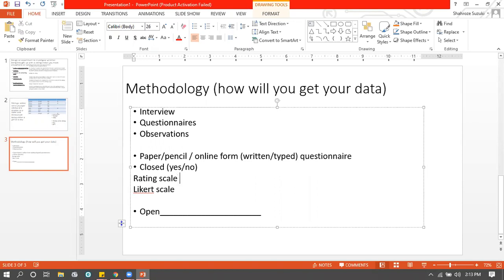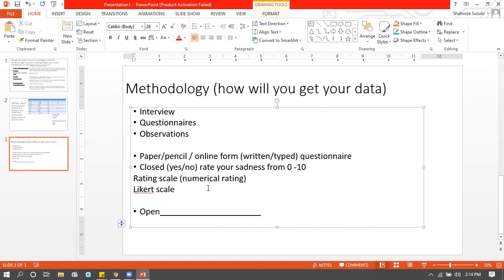A rating scale is, let's suppose there's a question: rate your sadness from 0 to 10. This question is a rating scale where you're supposed to give an answer based on a numerical rating. The higher the number, the more sadness you feel. The lower the number, the less sadness you feel. That's a rating scale.